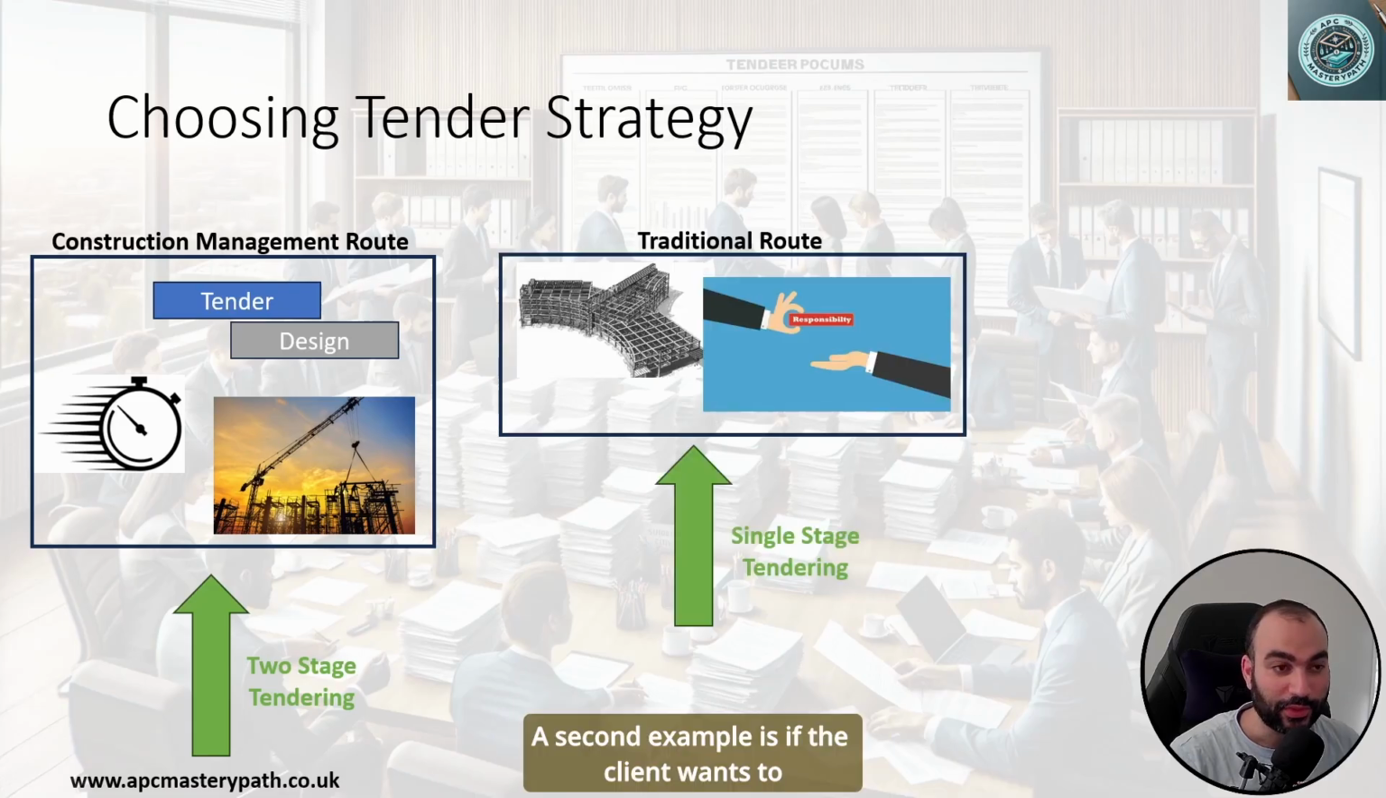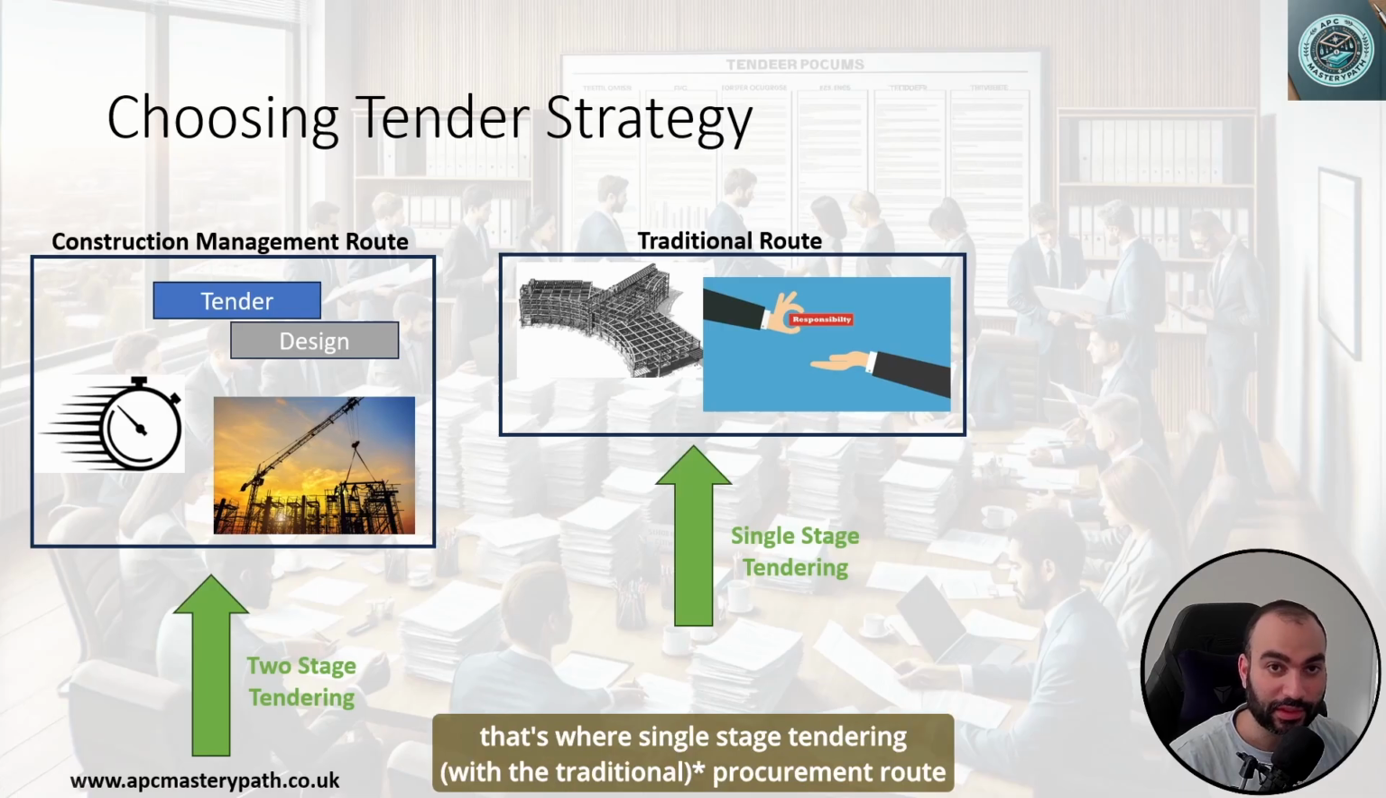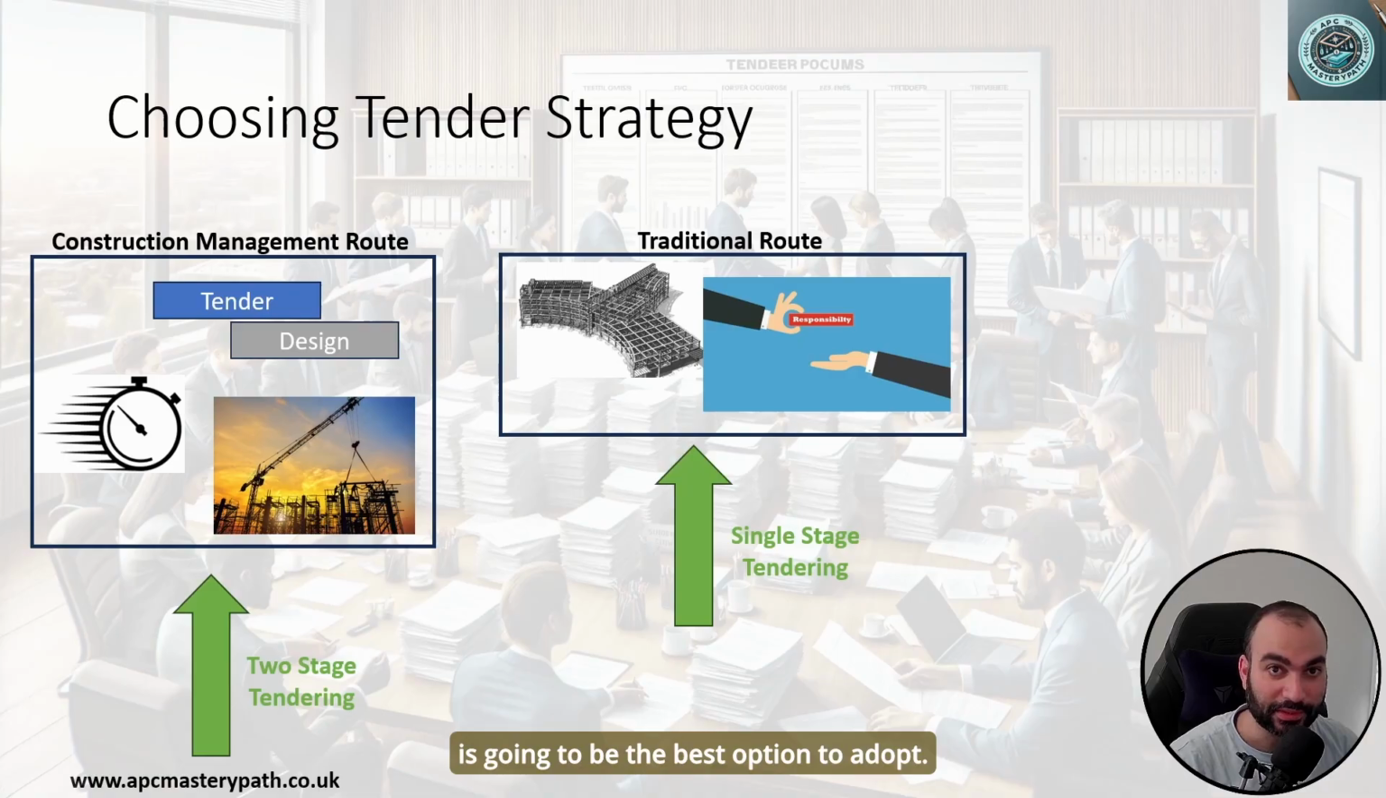A second example is if the client wants to retain ownership and control over the design, which is going to be crafted by the design team. And also the client wants to have more cost certainty and also more time certainty from the contractor side. That's where single stage tendering procurement route is going to be the best option to adopt.